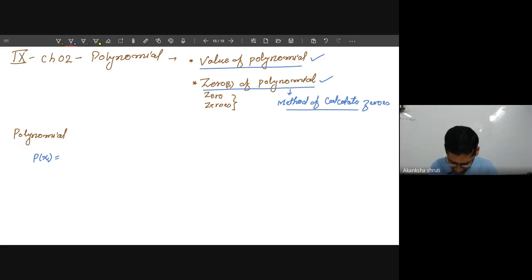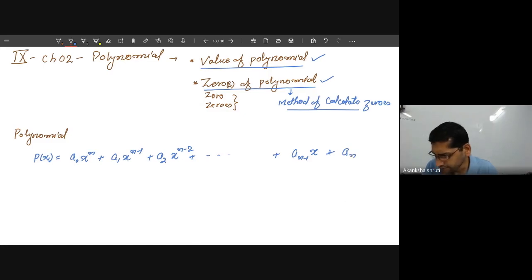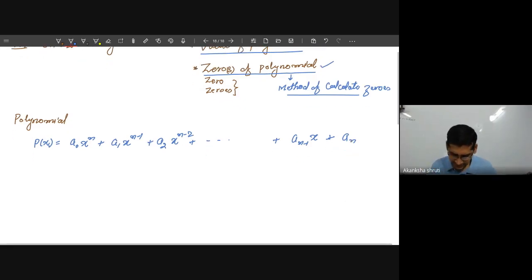Based on that, the polynomial is denoted as a0 x to the power n plus a1 x to the power n minus 1 plus a2 x to the power n minus 2, going on. The second last term is a(n minus 1) x, then the last term is an only. Okay, this is the most general form.